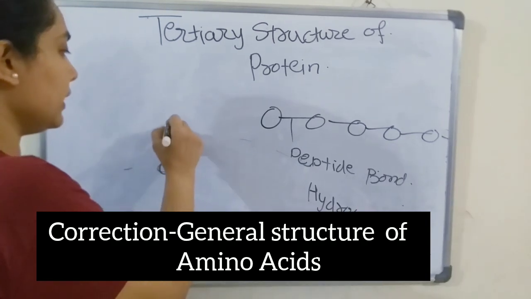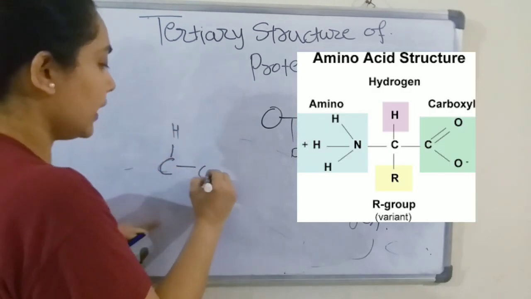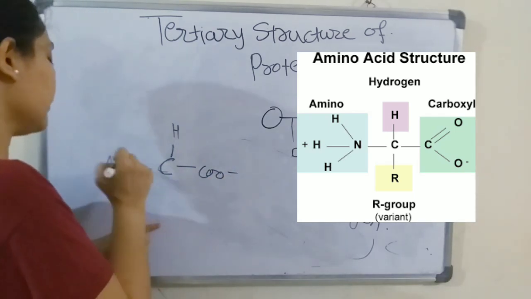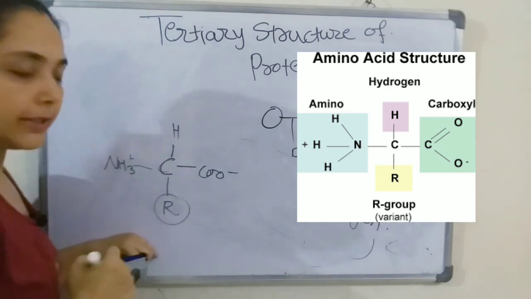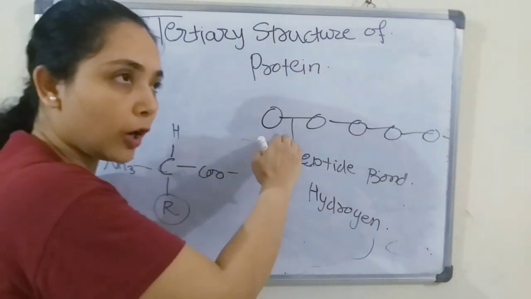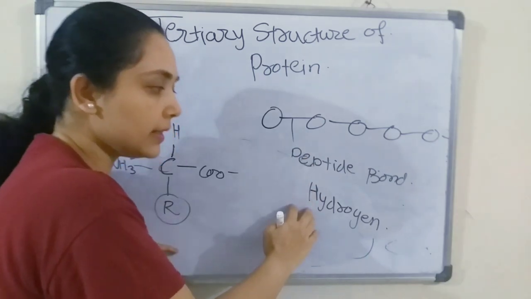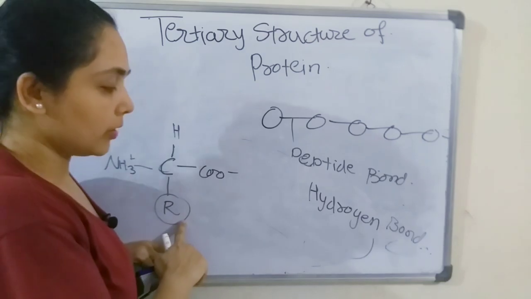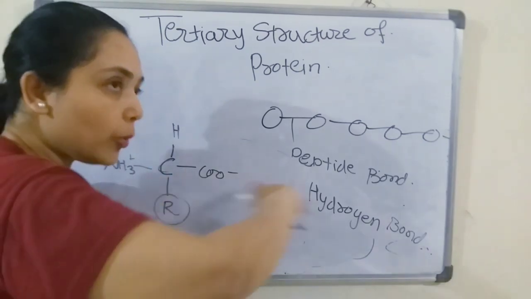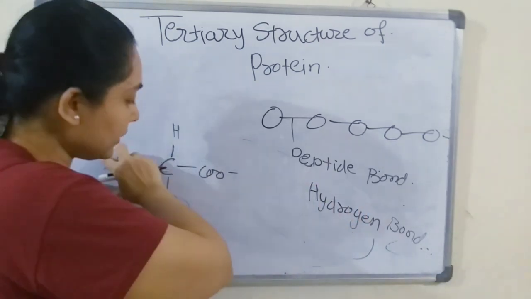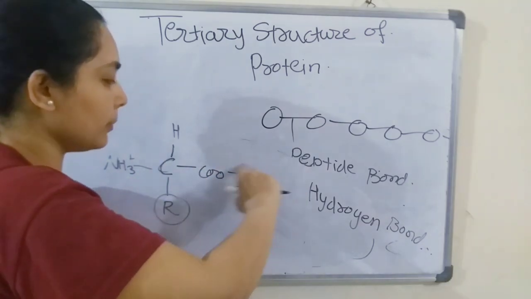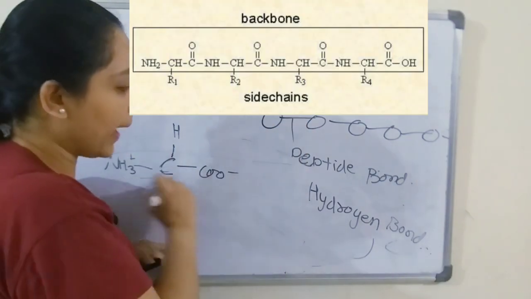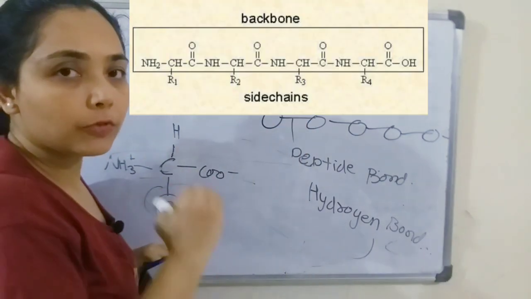In the general structure of the protein, there is the hydrogen on one side, the carbonyl group, on another side the amino group, and the side chain is involved here. While forming the primary and secondary structures, there is no involvement of the side chain. Only the backbone is involved here. When this long chain is formed having the peptide bond, this is known as a backbone, but there is not any involvement of the side chain.